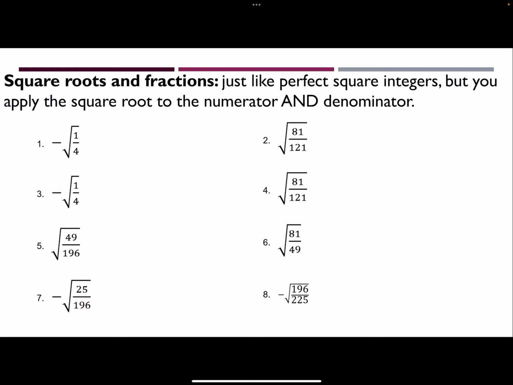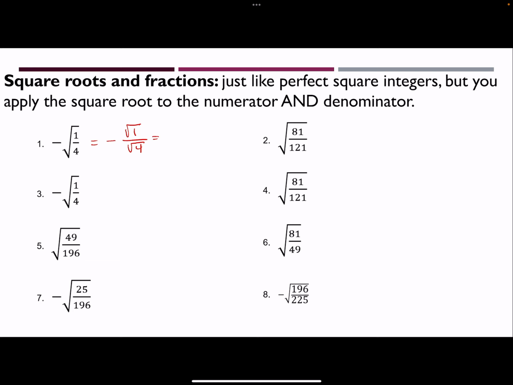All right, so moving on, sometimes you'll have square roots and then you'll have a fraction under that square root. So just like perfect square integers, you can apply the square root to the numerator and denominator. So watch what I mean. So the negative square root of 1/4, you can really think of this as the negative and then the square root of 1 over the square root of 4.